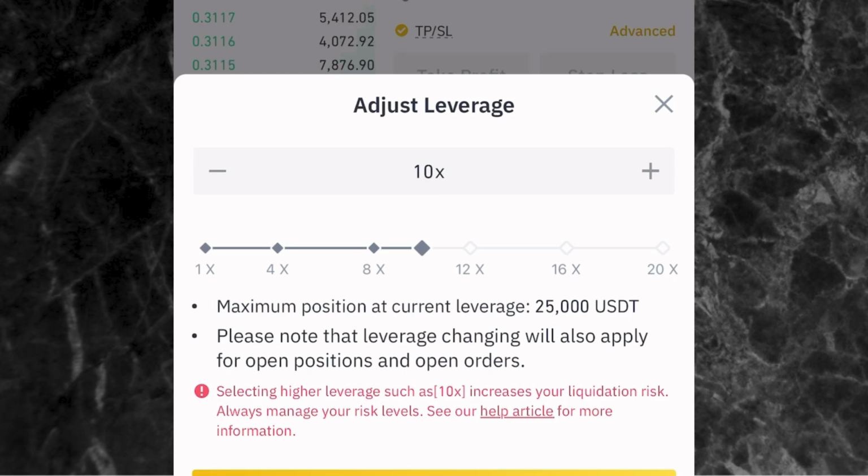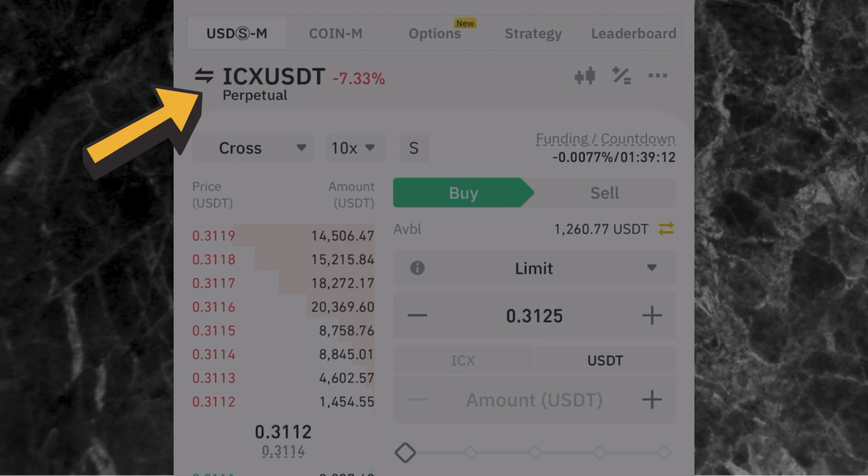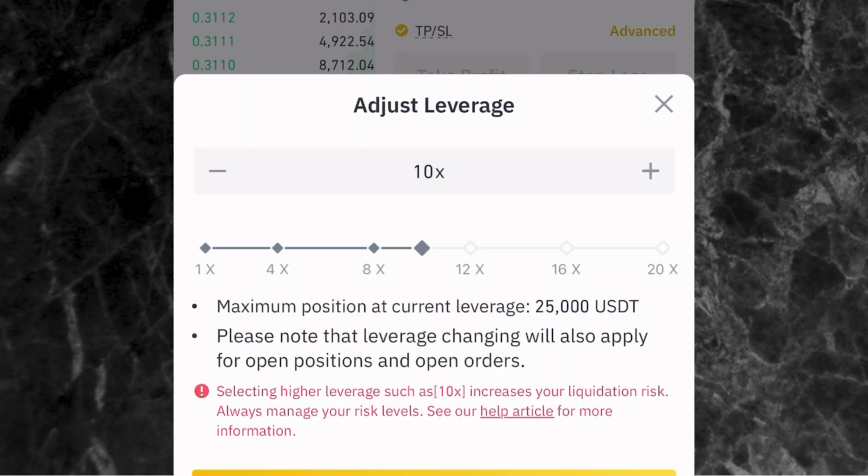Now, how does leverage work? Depending on the trading pair that you want to trade, you can choose a leverage from 1x to 50x, and some can even have from 1x to 75x, and some can even go to 100x or even 125x. Now, if you look at the trading pair that I currently have on my screen, which is ICX USDT, you can see that for this trading pair, you can only choose from 1x leverage to 20x leverage.